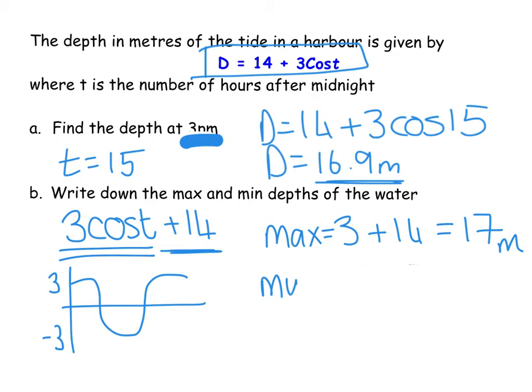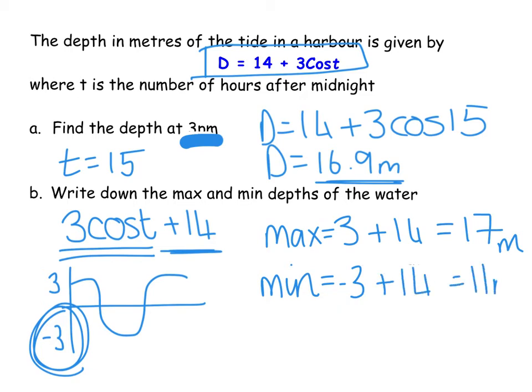Now the minimum height of the graph was negative 3, this lowest number down here. But then we moved it up 14. So negative 3 plus 14 is 11. So the minimum depth of the water would be 11 metres. So if it asks about that, it's asking you to picture the graph, and there is nothing wrong with doing a wee sketch of the graph. So it's just a wee twist on it.